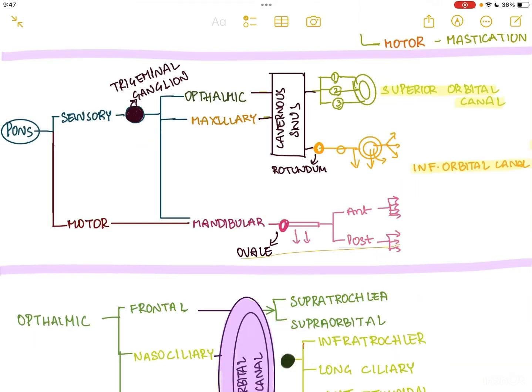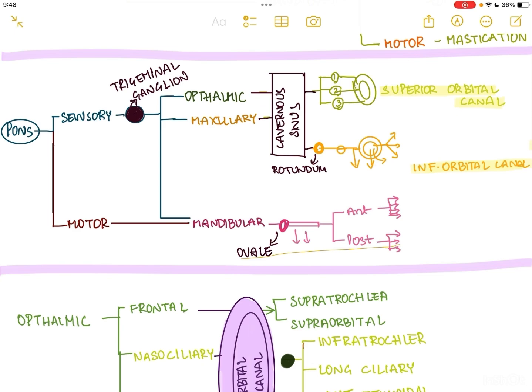From the pons, the two roots, that is the sensory root and the motor root, arise, and the sensory root passes through the trigeminal ganglion and divides into ophthalmic, maxillary, and mandibular. The motor function is only limited to the mandibular part. This motor root directly goes and joins the mandibular division. The ophthalmic and the maxillary divisions pass through the lateral side of the cavernous sinus.